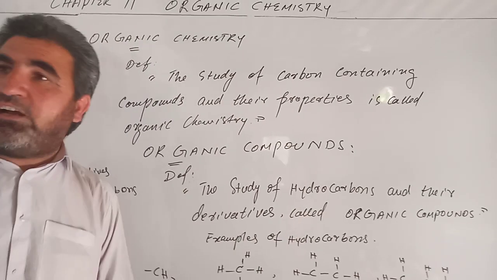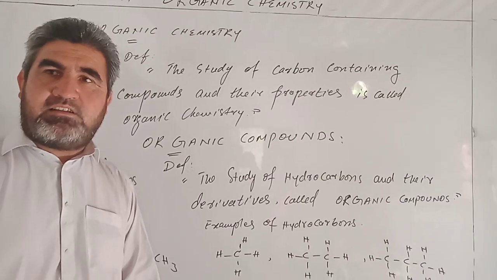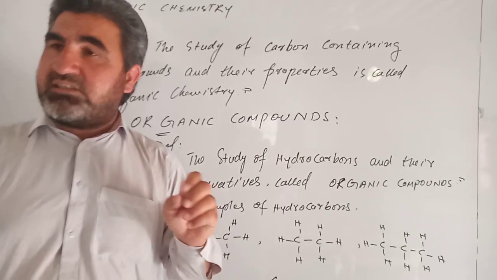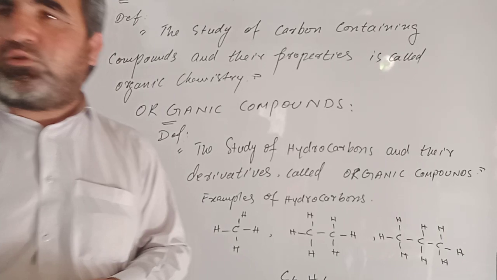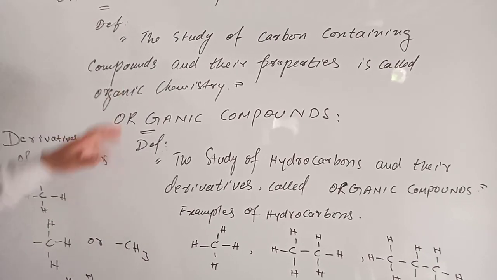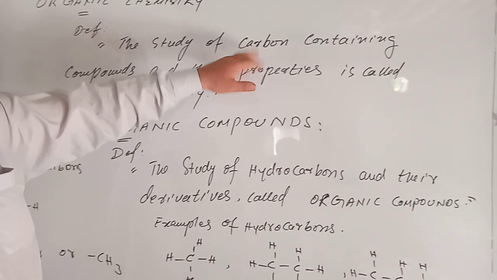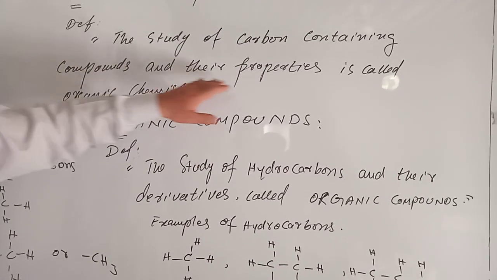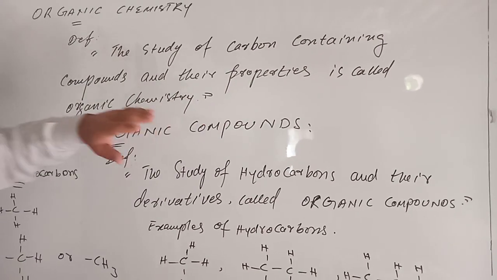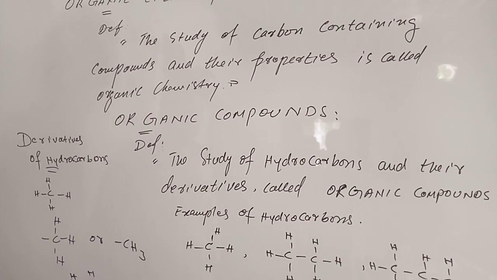How will we define organic chemistry? It is the study of carbon containing compounds. The study of carbon containing compounds is known as organic chemistry. This is the very simple definition. Now, the study of carbon containing compounds and their properties, meaning characteristics, is known as organic chemistry.